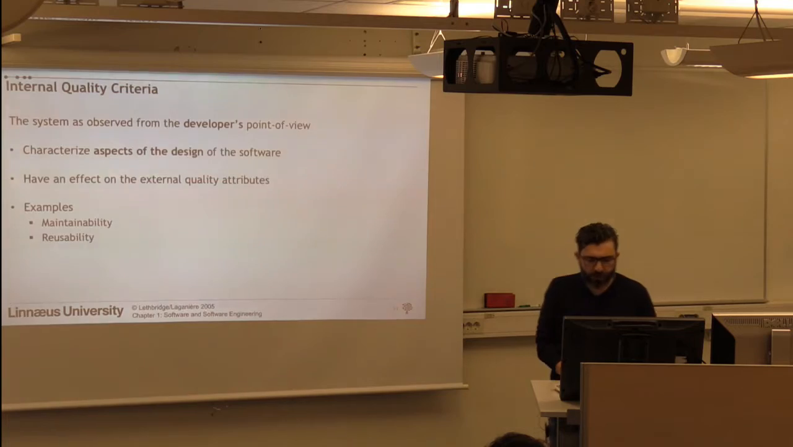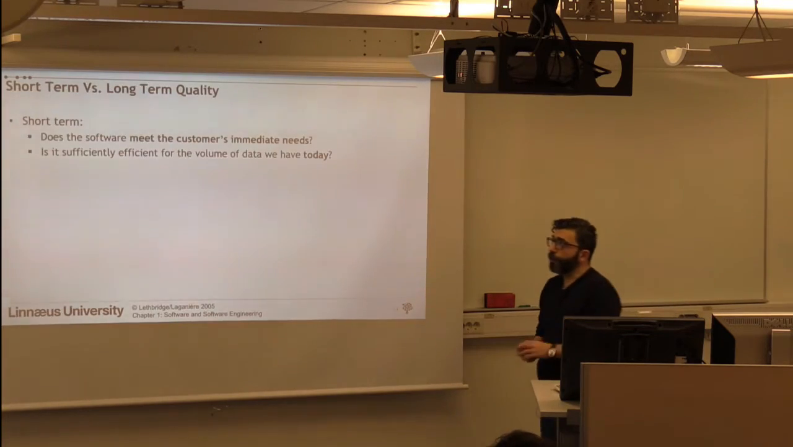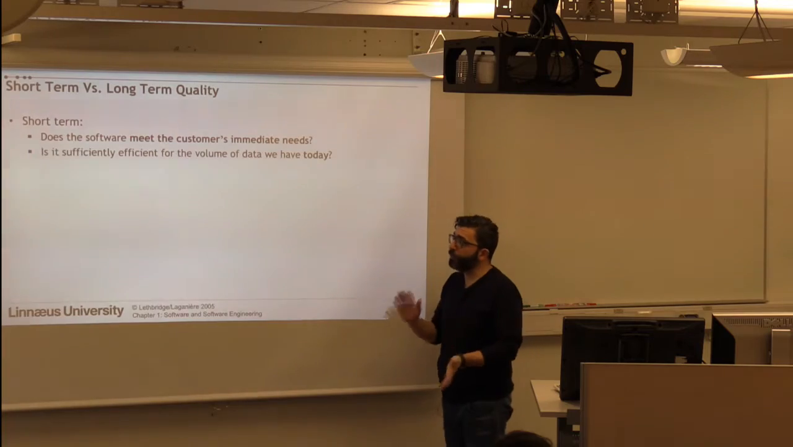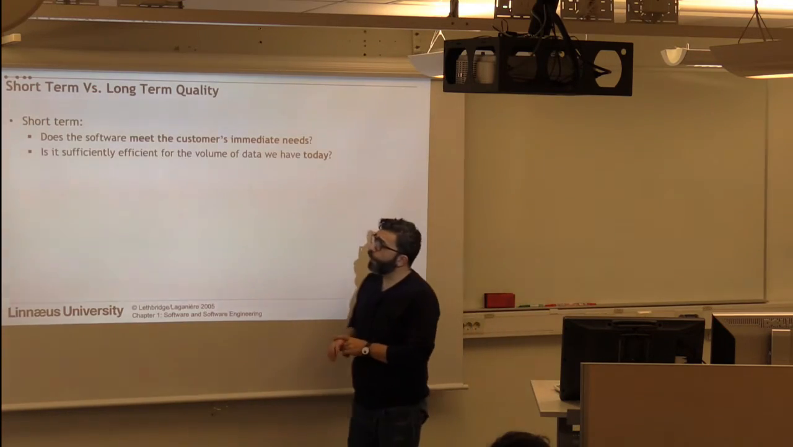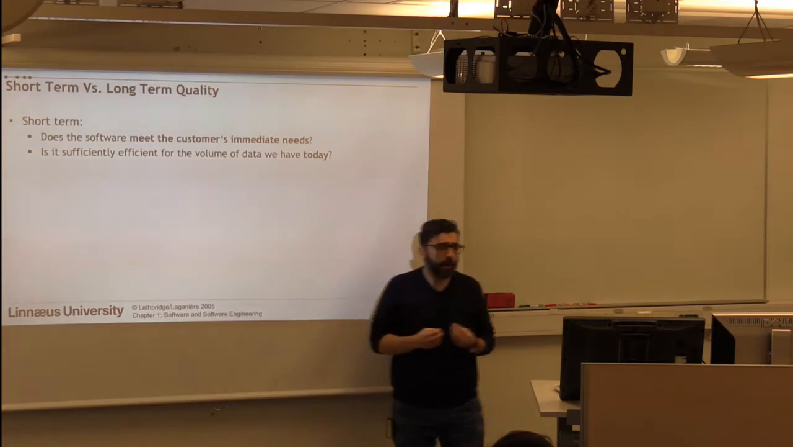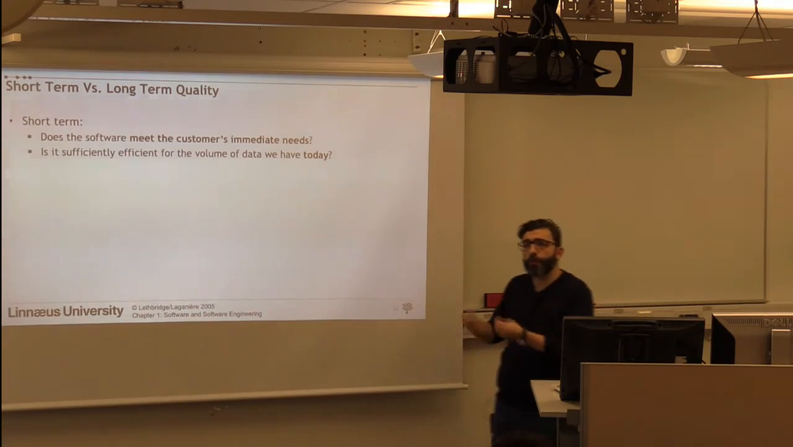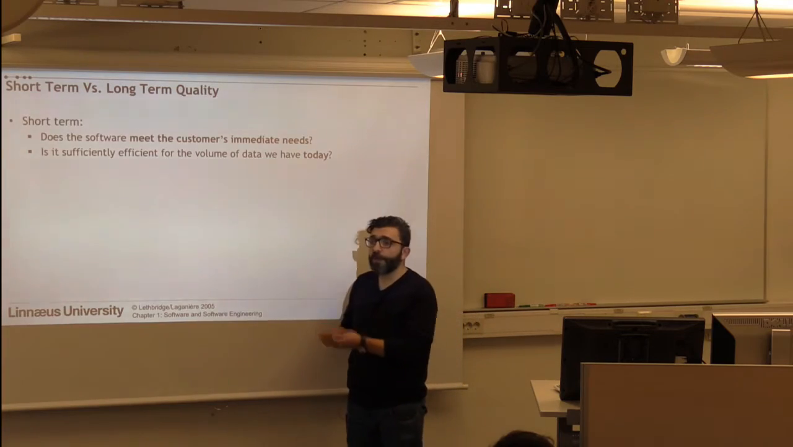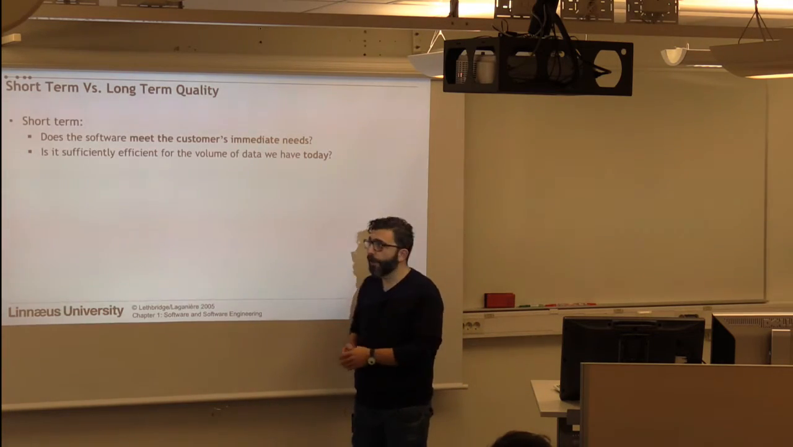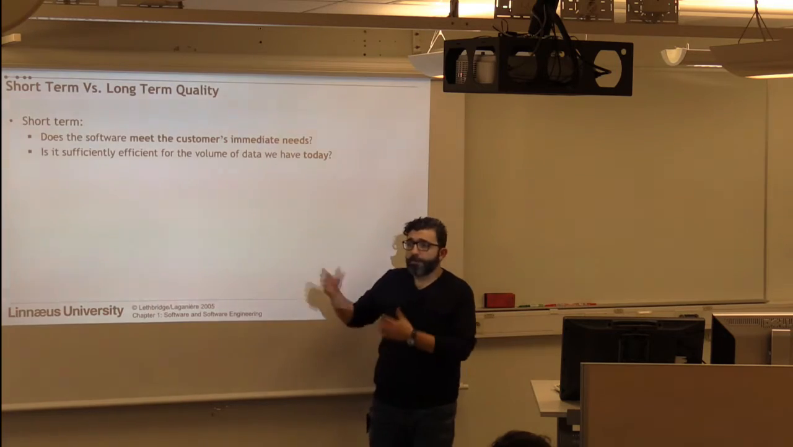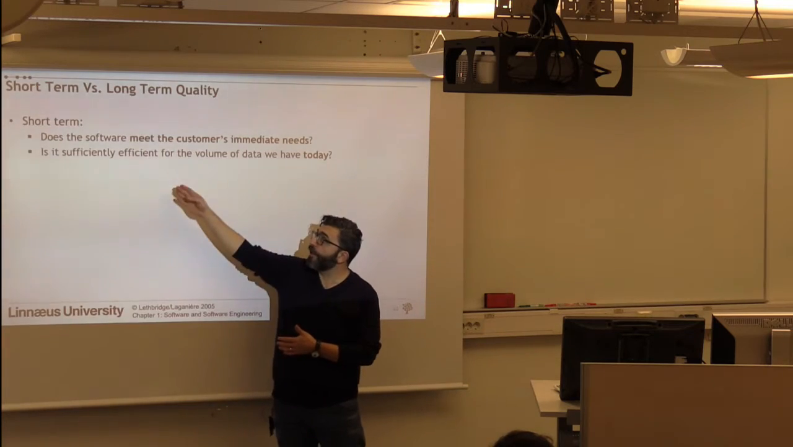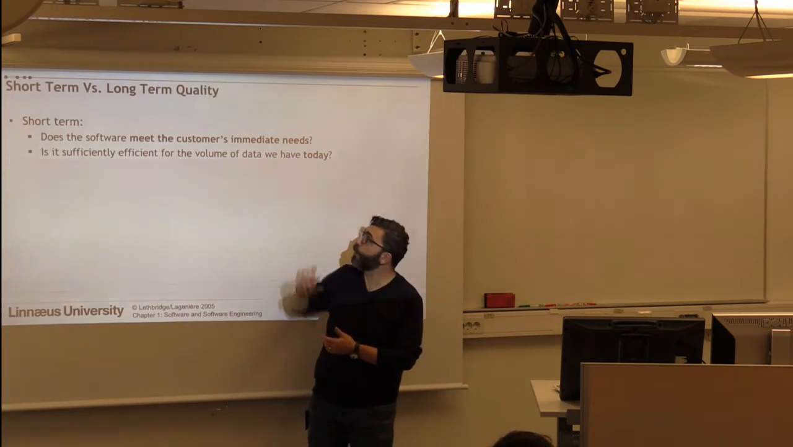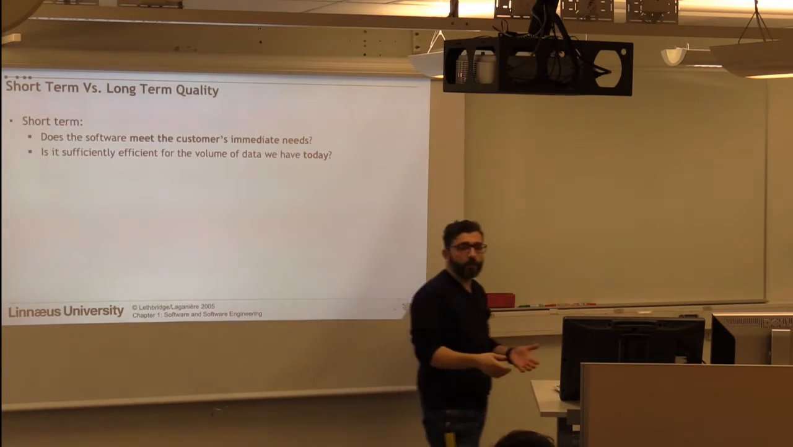Then we said we should distinguish between short-term and long-term quality objectives. For short-term quality, we need to ask ourselves: does the software that we are producing meet the customer's needs now? Or, put differently, is the software that we are producing efficient enough for managing the volume of data that we have today? That's something that we need to understand.